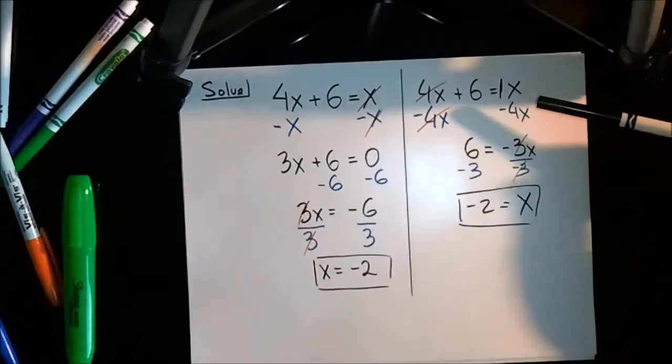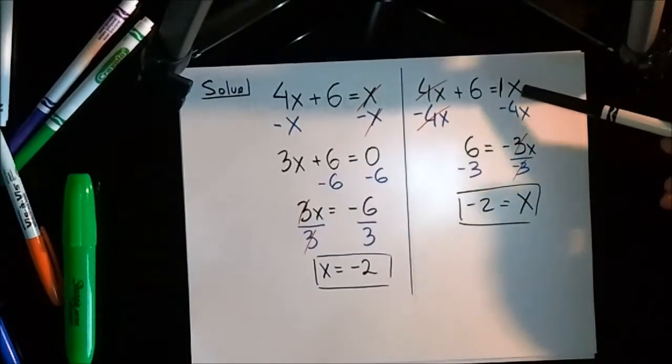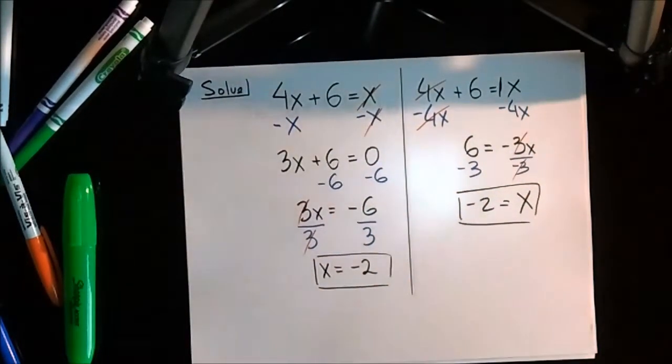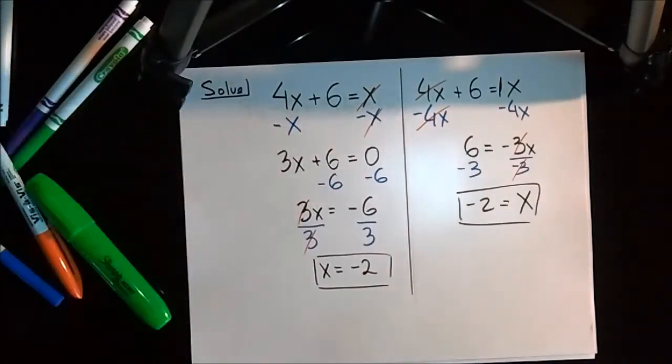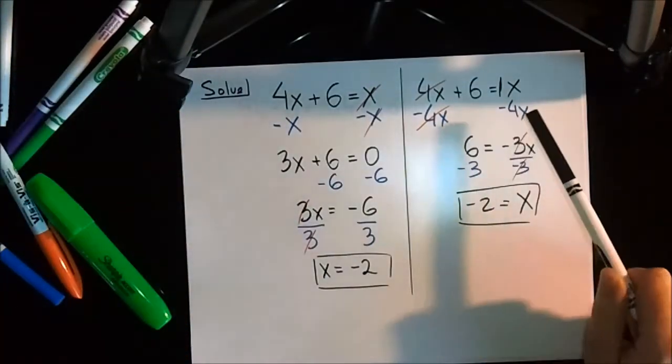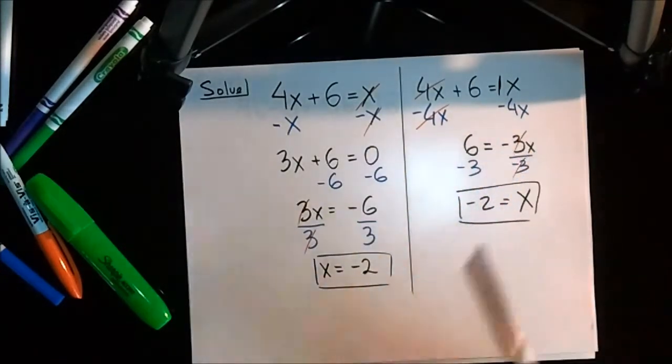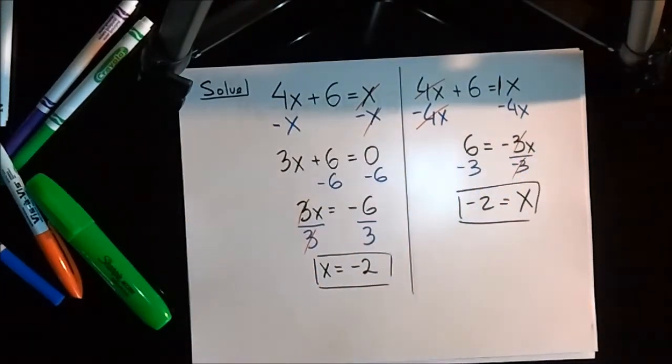I honestly don't like this right here, having to do an x minus 4x. It looks a little confusing to me. I prefer this method here, keeping my variable term positive, because when I go with this route, I end up with a negative variable term. It's a bit confusing. So my preference is to get rid of the smaller coefficient variable term as opposed to the larger coefficient variable term.